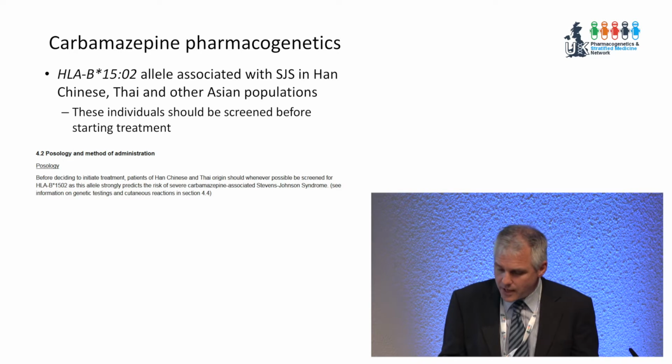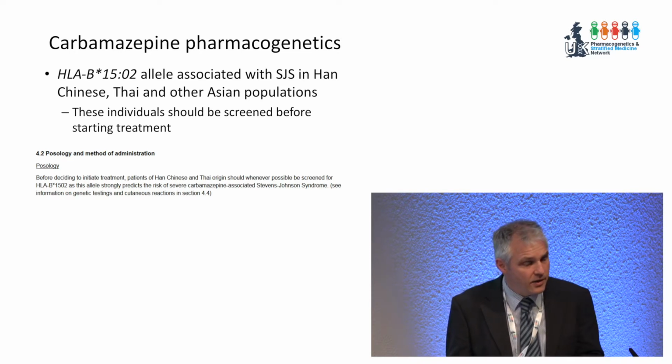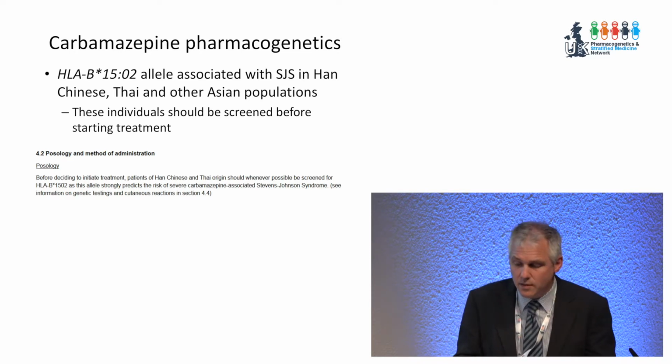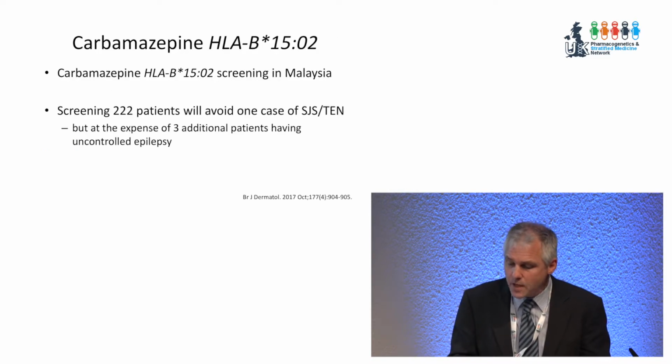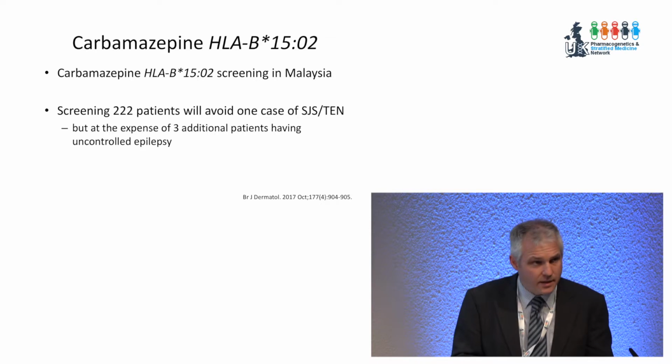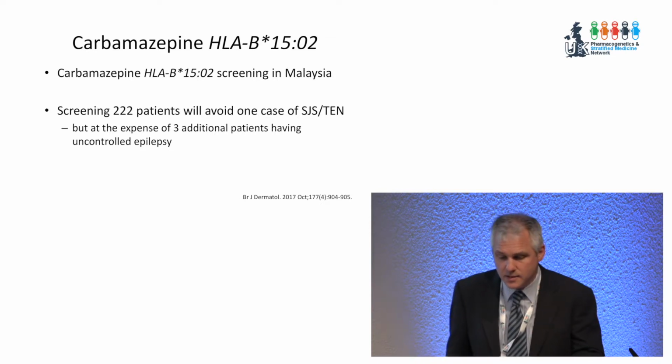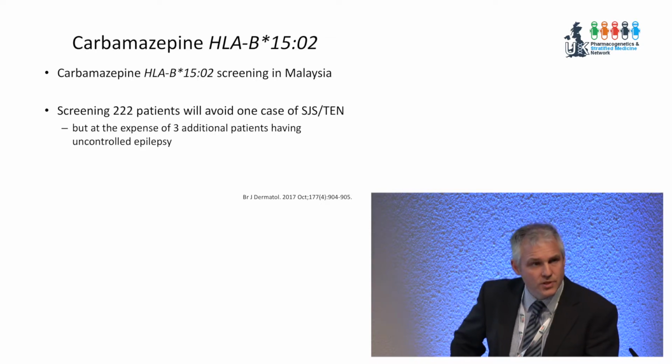So there was an economic evaluation of screening performed in Malaysia to assess whether routine testing would be cost-effective. What they found, interestingly, and I think this illustrates my point from the earlier slides, is that you need to screen 222 patients to avoid one case of SJS/TEN. And you might think, well, that's worth it, and I think their analysis indicated that overall it was certainly cost-effective.